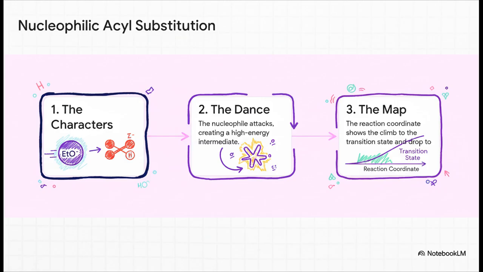And finally, look at the map below. The diagram shows this exact journey. We start with our reactant energy, we climb that activation energy hill to the top, and then we drop down in energy to form our final, more stable product. See? The characters, the dance, and the map, they all tell one single, complete story.